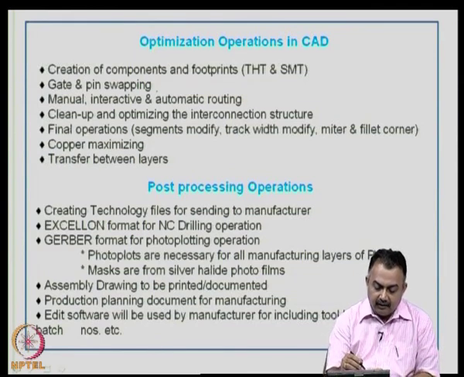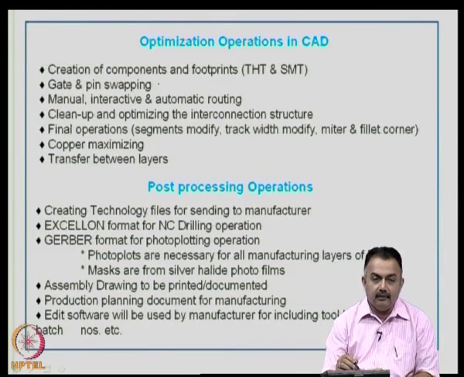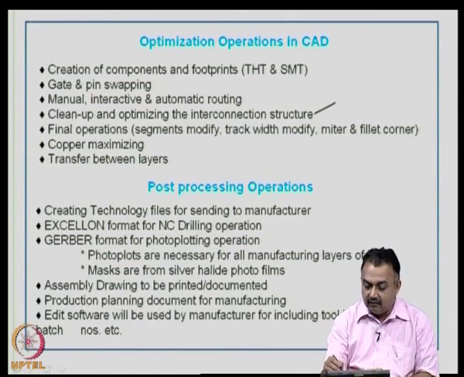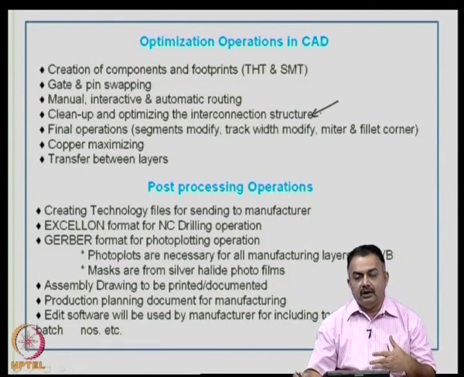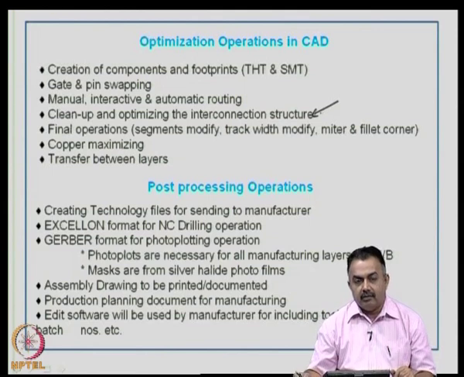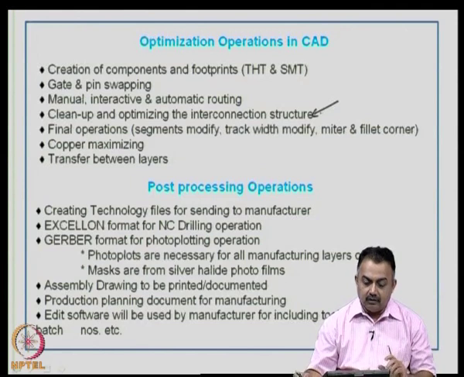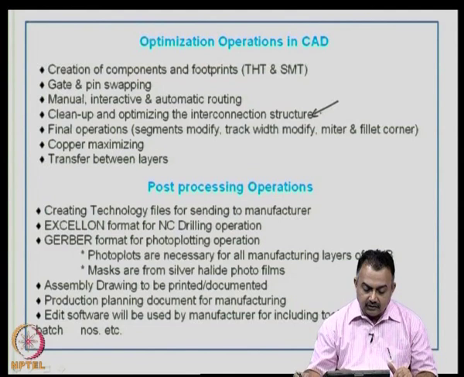Gate and pin swapping can be done, manual, interactive and automatic routing can be done. Cleanup and optimizing the interconnection structure is a must once you finish your first level pass of routing. In some cases you may have to do at least 5 to 6 times the routing process by varying the layout, by changing a few components, achieving better interconnection, shorter lengths, and better thermal performance, and converting 90 to 45 degree corners and so on.